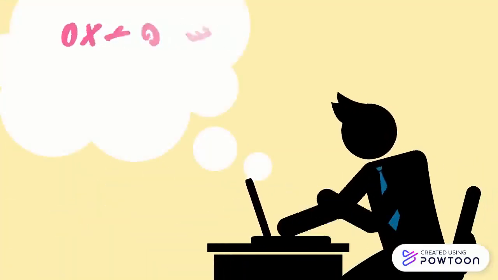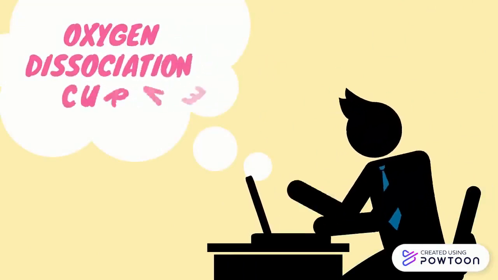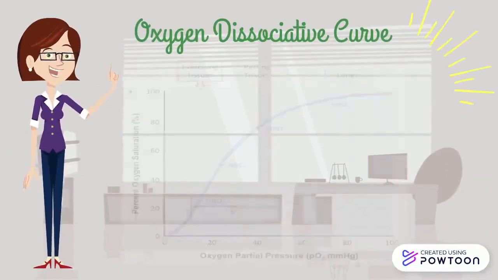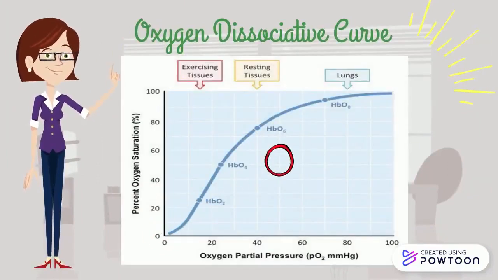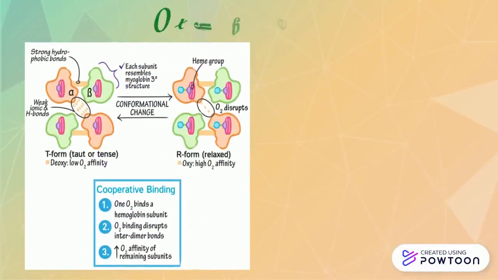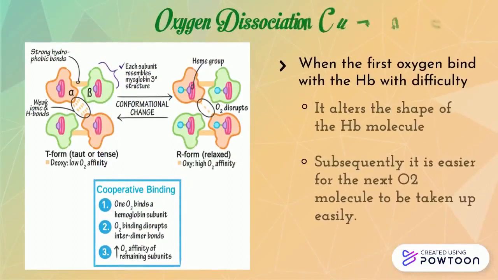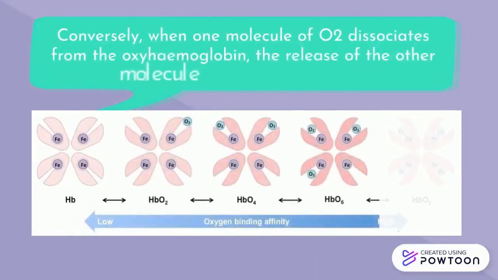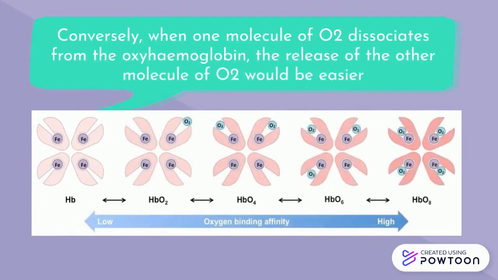Do you know what the oxygen dissociation curve is? This curve shows the relationship between the percentage of oxygen saturation of hemoglobin at different partial pressures of oxygen. The sigmoid shape of the oxygen dissociation curve is a result of the cooperative binding of oxygen. During cooperative binding, as the number of bound oxygen molecules increases, the apparent binding affinity also increases.